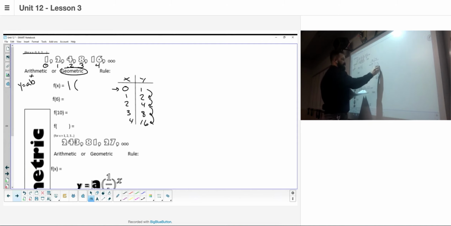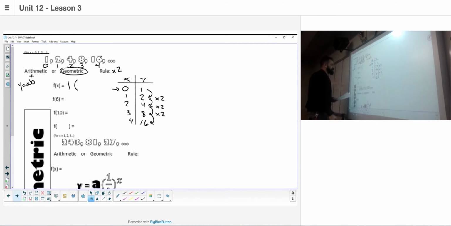Well, 2 times what equals 4? 2 times 2. 4 times 2 equals 8. 8 times 2 equals 16. Our rule is times 2. So term 0 is 1, our rule is 2, and then our term number is x. So let's find f of 6.